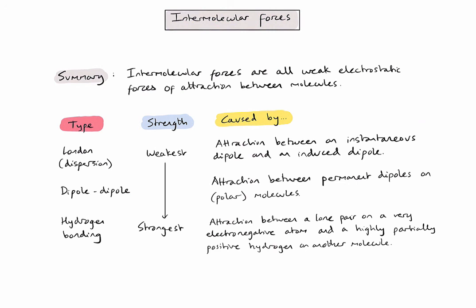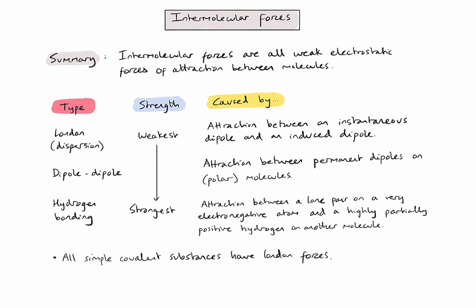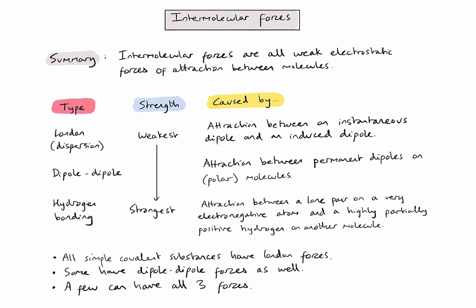Covalent substances can have just one type of these intermolecular forces, or perhaps two, or maybe in some cases three. Hopefully, this video is of some help.